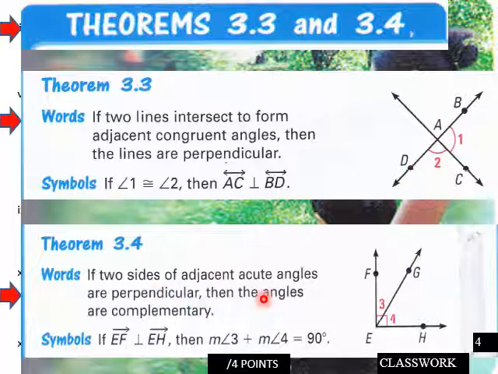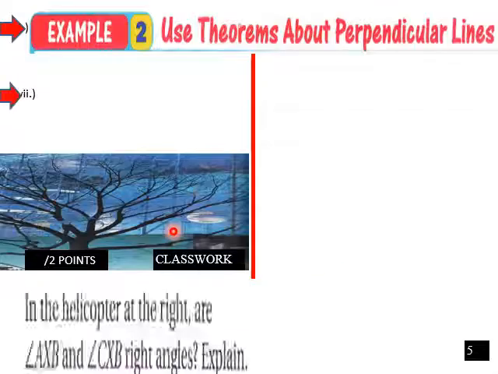Theorem 3.4: if two sides of adjacent acute angles are perpendicular, then the angles are complementary. So angles 3 and 4 equal 90 degrees because together they form a 90-degree angle.